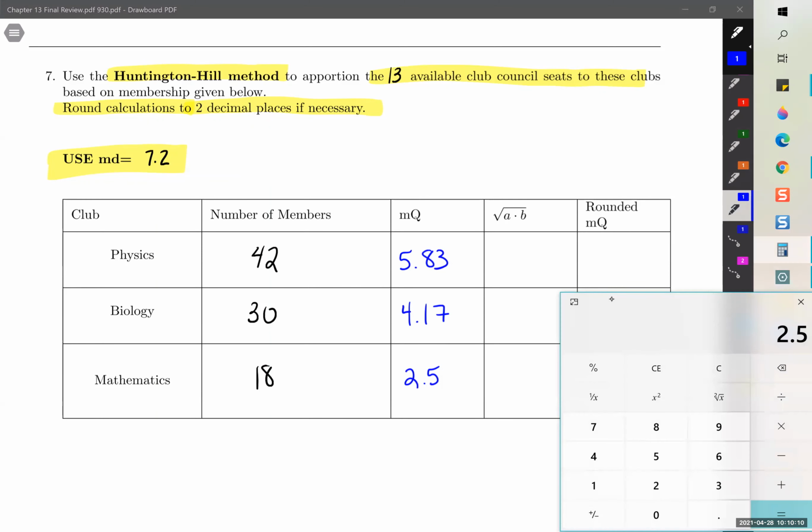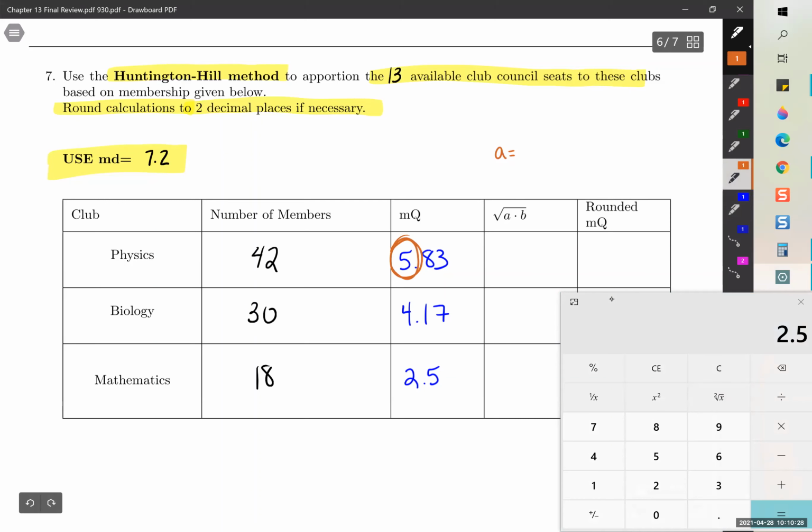Do y'all agree with these MQ values when rounded? Okay, good. Now let's recall how to find the square root of AB if you don't remember already. We'll do it for one and then I'll give y'all time to attempt the next two. The way to think about A is it's always the integer part of the MQ we're dealing with. So right now I'm going to try to find the square root of AB for this row. I look at my MQ and take the integer part, the part to the left of the decimal. So A is 5.